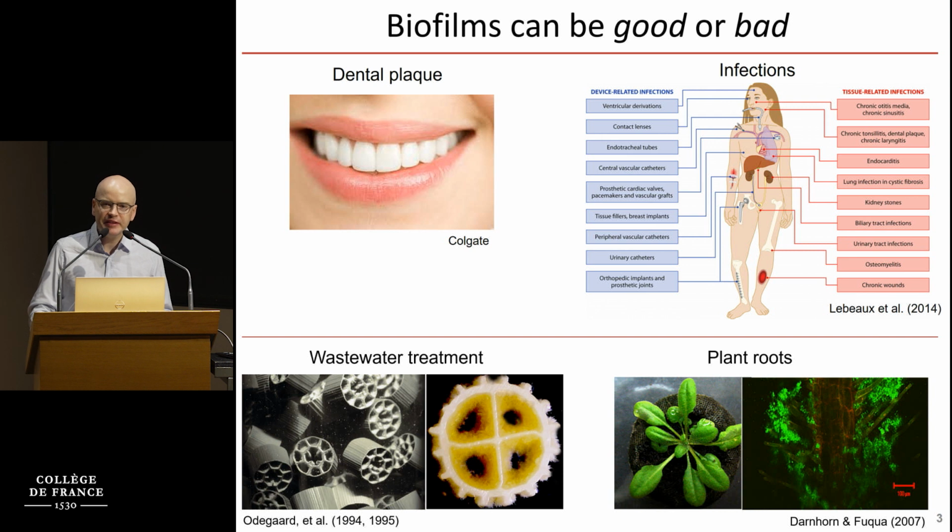It fixes environmental nitrogen, so atmospheric nitrogen, into ammonia that can be used as a nitrogen source for the plant, which dramatically promotes plant growth. So it's important for the efficient growth of our crops, the foods that we eat. But this biofilm also trains the immune system of the plant, and in some cases it can also fight away invading pathogens that would be detrimental to the plant.